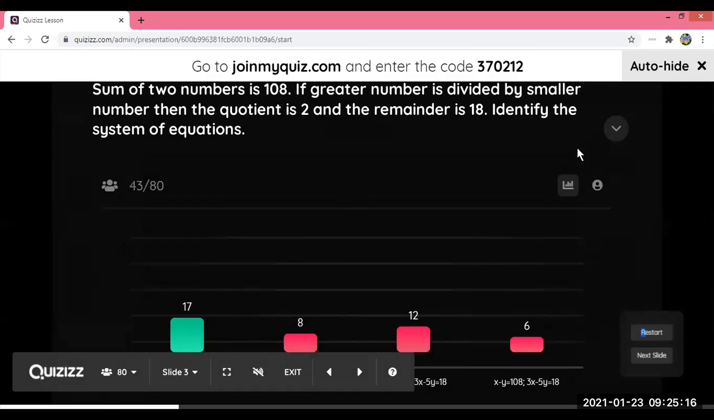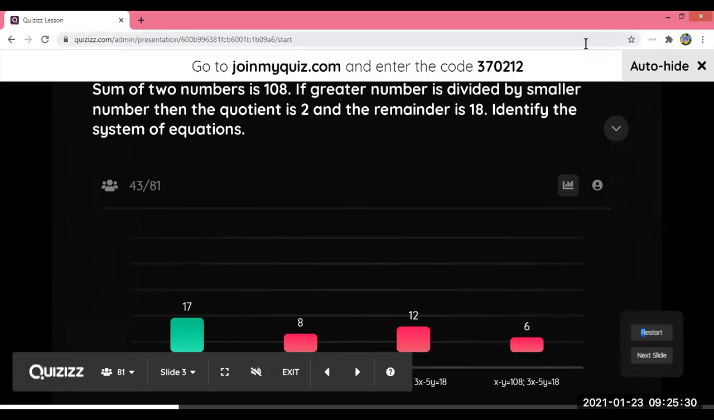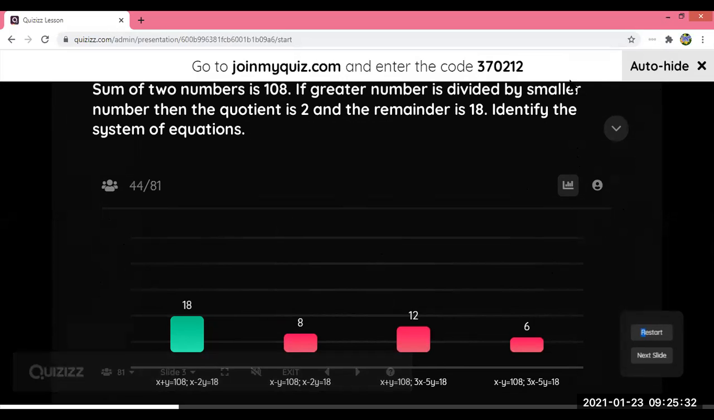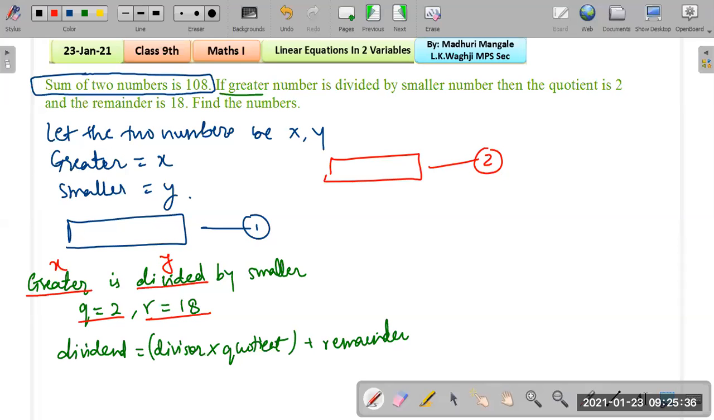Right, so let me quickly end the quiz and let's see how many of you have got it right. Fantastic, 17 of you have got it right. A few of you may be confused on the third option. It looks confusing, right? You selected among those two, and the third option was confusing, maybe because you have not tried it properly. So let's look at the board once again on how to get the second equation.